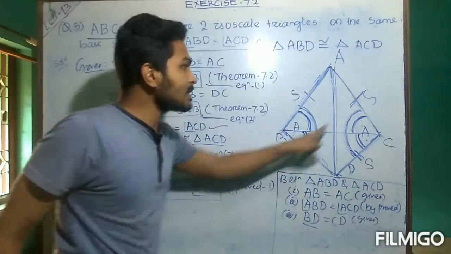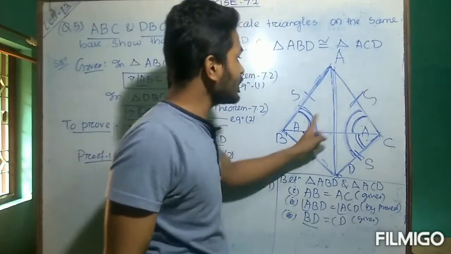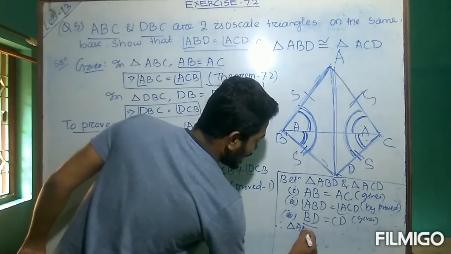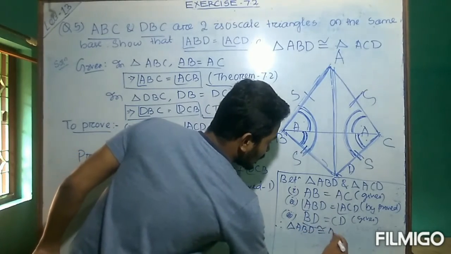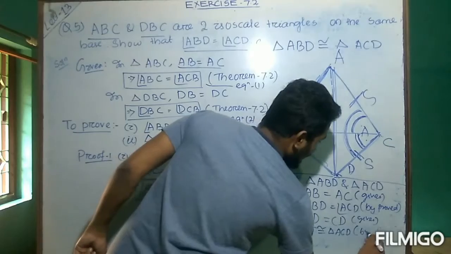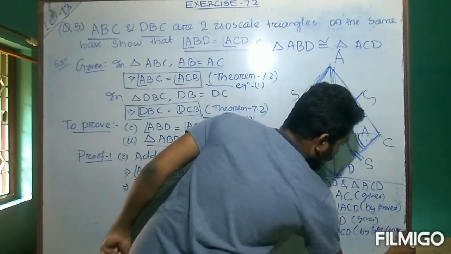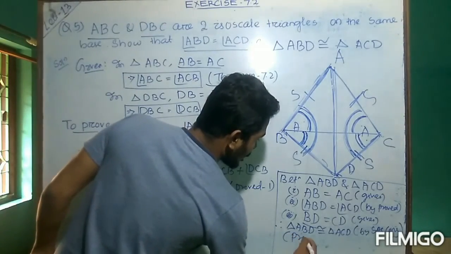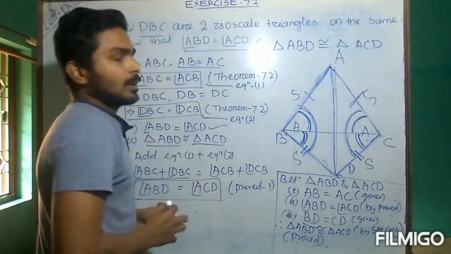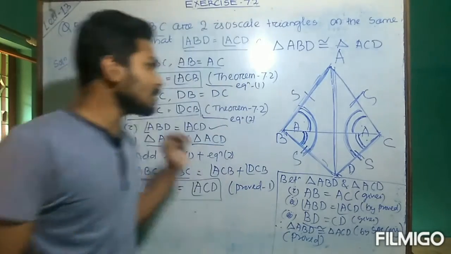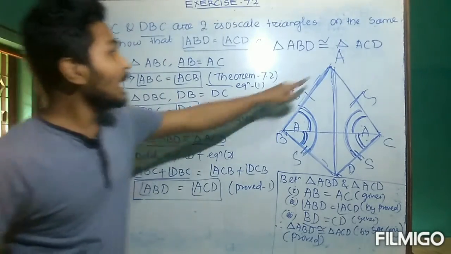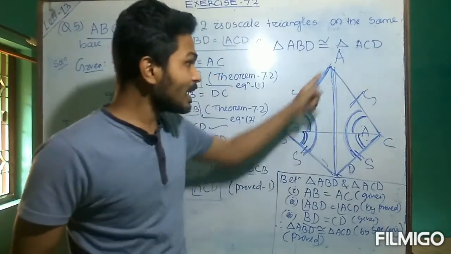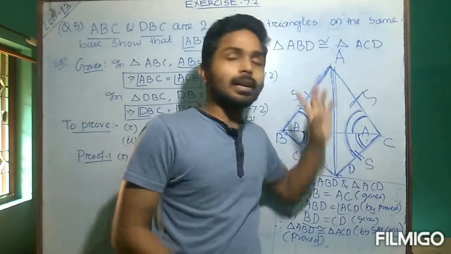So by SAS congruency, we can write that these two triangles must be congruent. Hence, we can write the triangle ABD is congruent to the triangle ACD by SAS congruency. Understood? Hence, it is proved. So we have proved the two statements. The first statement is that we have to prove that angle ABD is equal to this angle, and the second statement is that this triangle is congruent to this triangle.